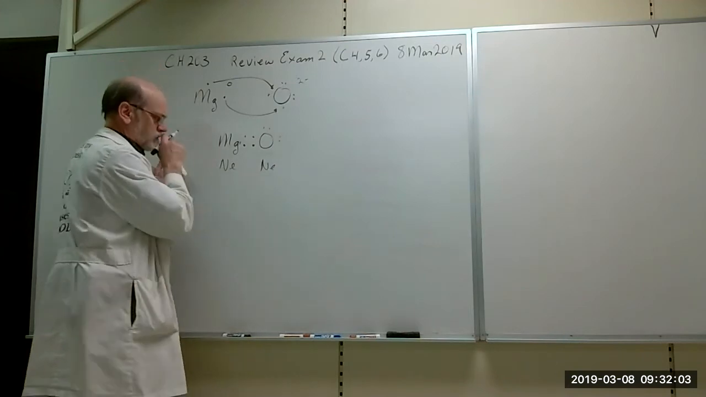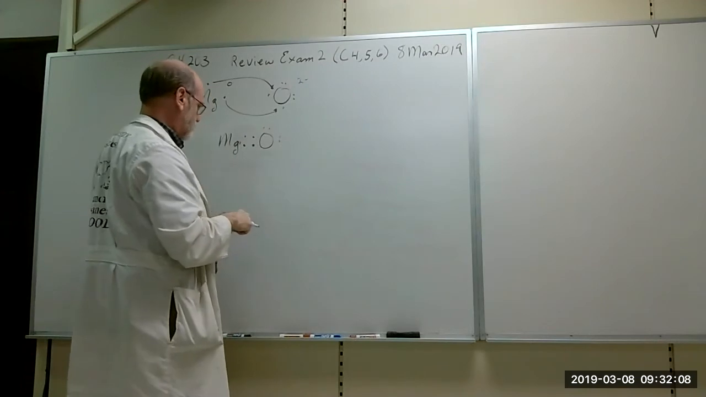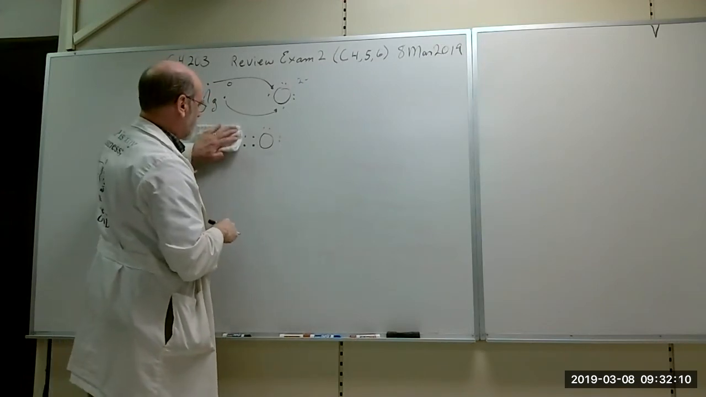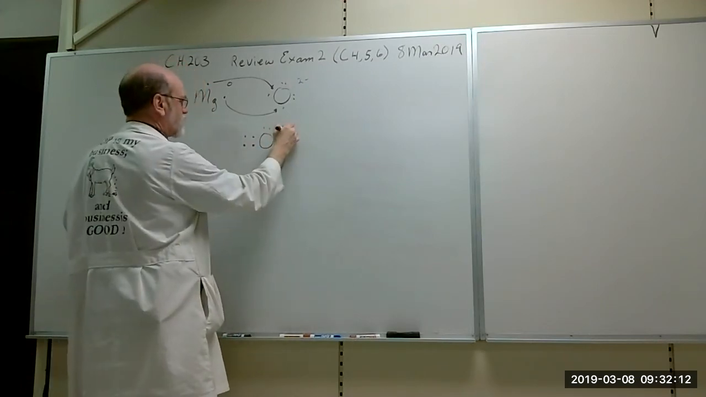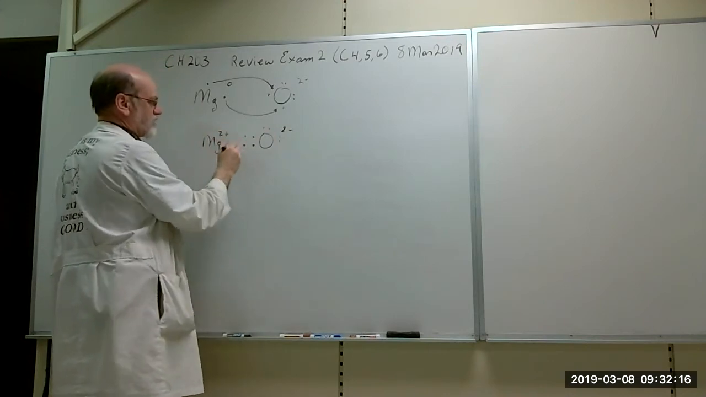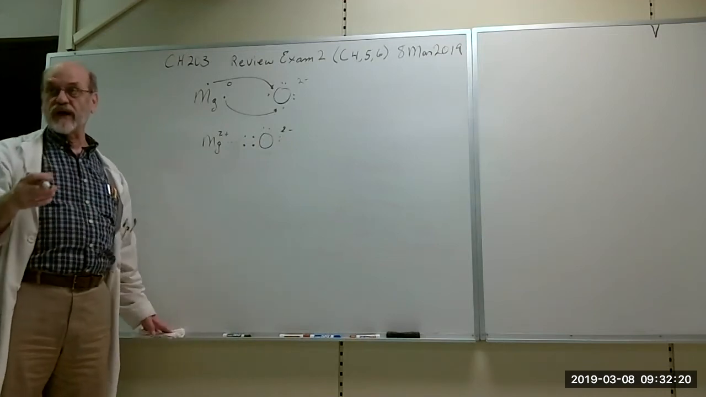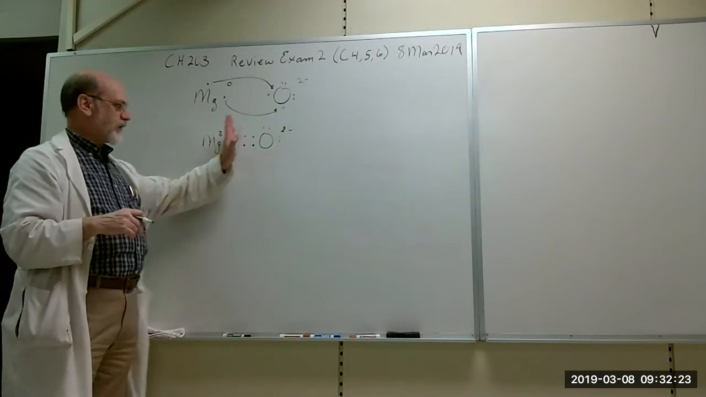Of course, this implies that they're sharing the electrons, but they're not. What actually happens is, this is a 2- charge, this is a 2+ charge, and the attraction is electrostatic. So that's the ionic compound, the ionic bond, when you completely separate the charges.